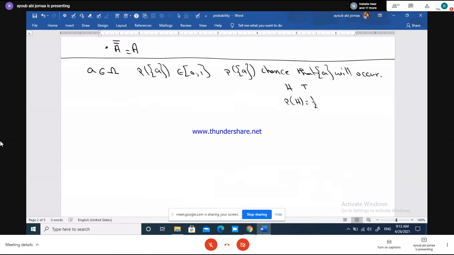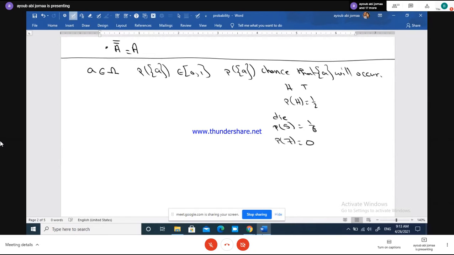Rolling a die, if you roll a die, the chance that 5 will appear is 1 over 6. Right? We have 6 outcomes. We have one number 5. The chance that 5 will appear, or the probability of 5, will be 1 over 6. The chance that 7 will appear is 0.